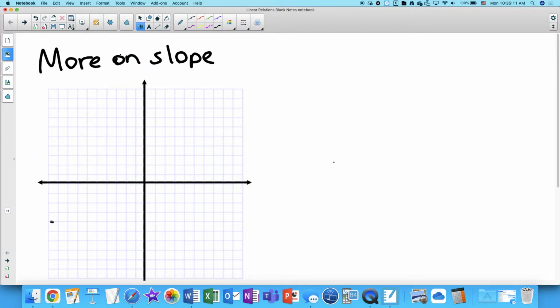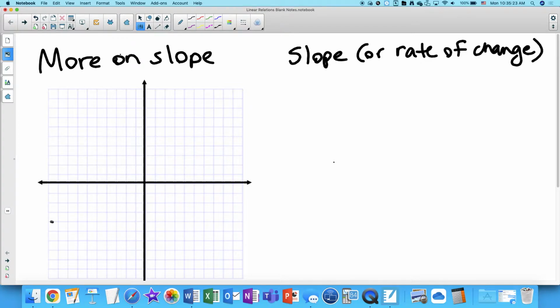Now, in our last unit, we saw that slope or rate of change was the change in the dependent variable over the change in the independent. So if we're using the variables x and y, then change in dependent would be delta y. Delta means change in. And change in independent is delta x. Okay, so delta y over delta x.